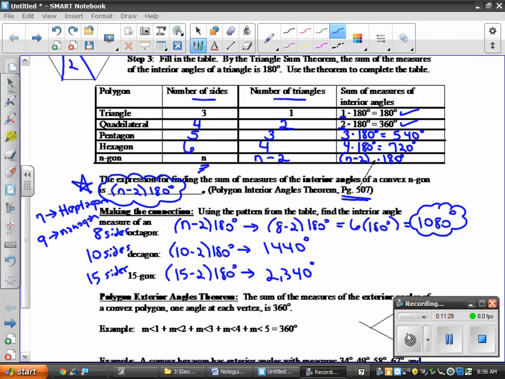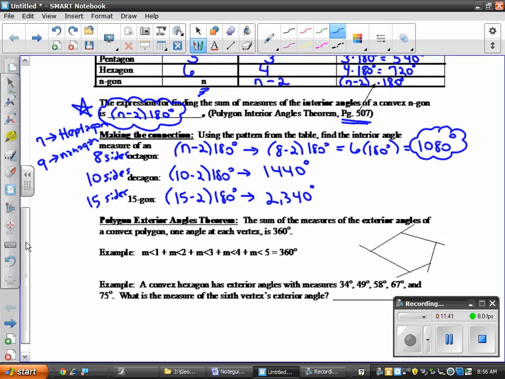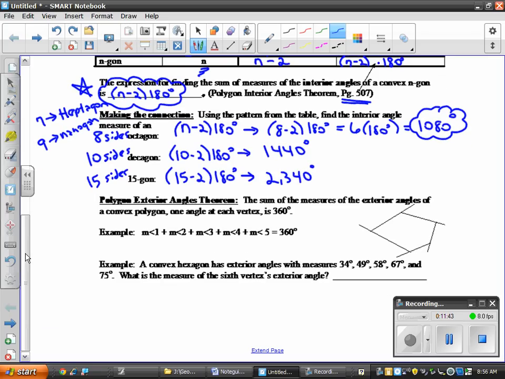Now keep in mind again, when you're using your calculator, you do what's in the parentheses first, and then from there, in this case, it would be multiplication. So 15 minus 2 first, which is 13, times 180 degrees. So make sure you get your order of operations correct, otherwise it's going to be a problem.